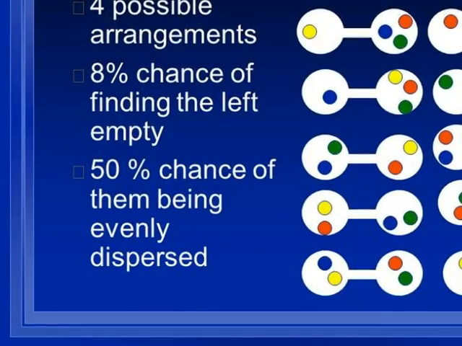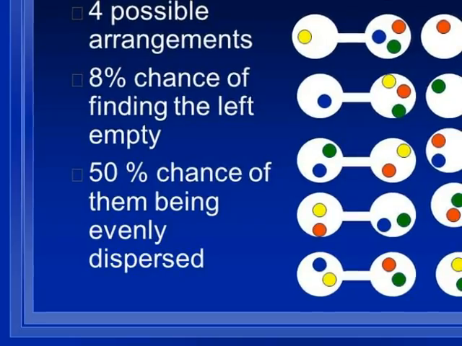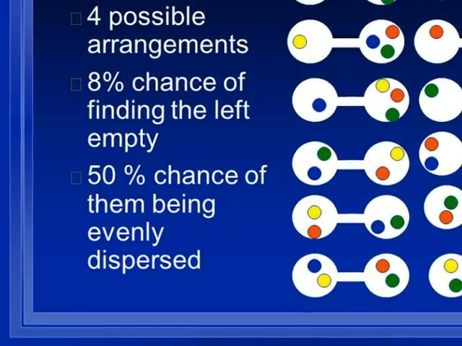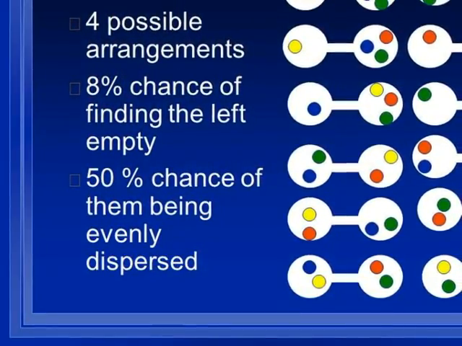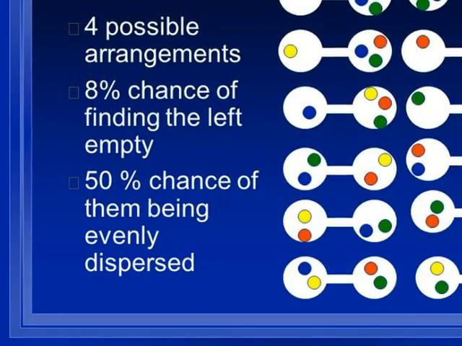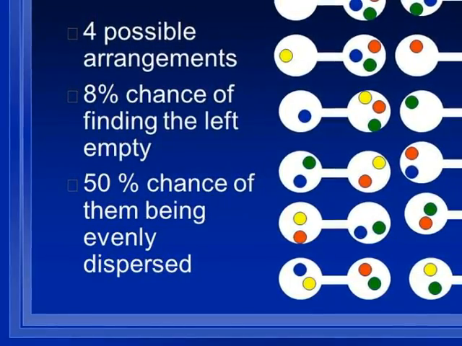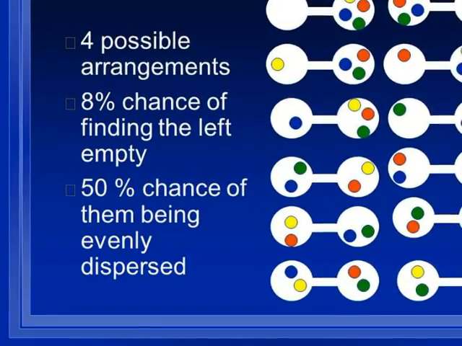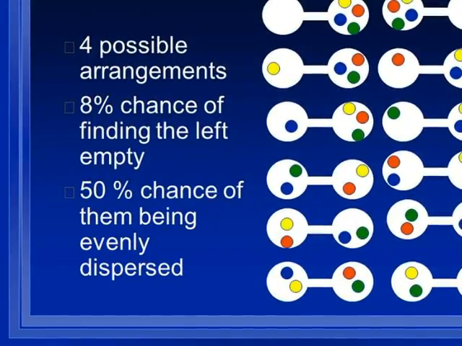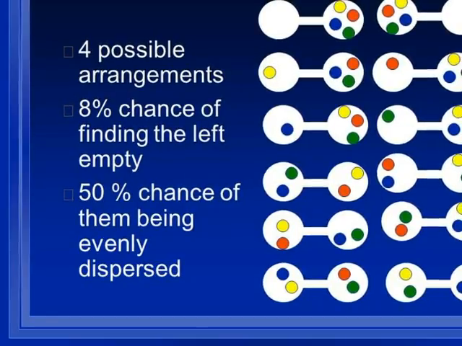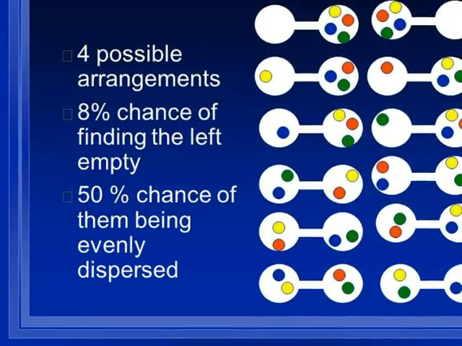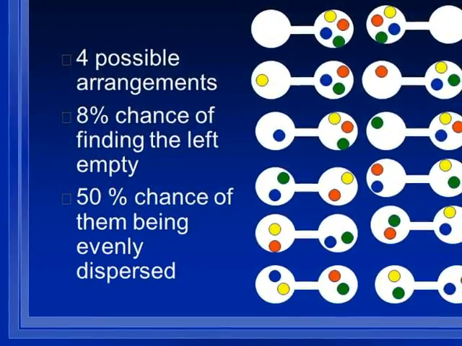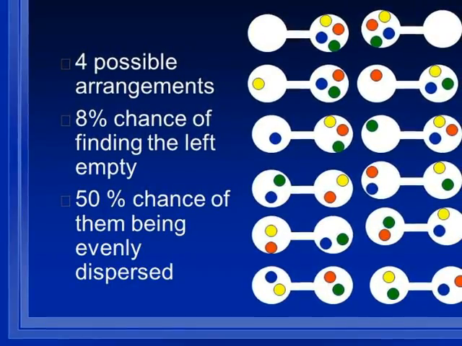If we have a more complex system with 4 atoms, we could have the left side empty or the right side empty, but that's 1 out of 12 possibilities. Okay? We could have 1 in either side, and that's 4 out of 12, so that's a third chance of having 1 in a side. Or if we have 2 on each side, we actually have a 50% chance of them being evenly dispersed.